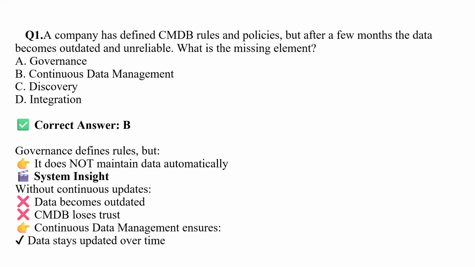The same logic applies here. Governance defines rules, but it does not maintain data automatically. When the system inserts data without continuous updates, data becomes outdated. CMDB loses trust, and continuous data management ensures the data stays updated over time. Same as the school logic, we should maintain data continuously, or else we are only maintaining policies, but not maintaining the data.